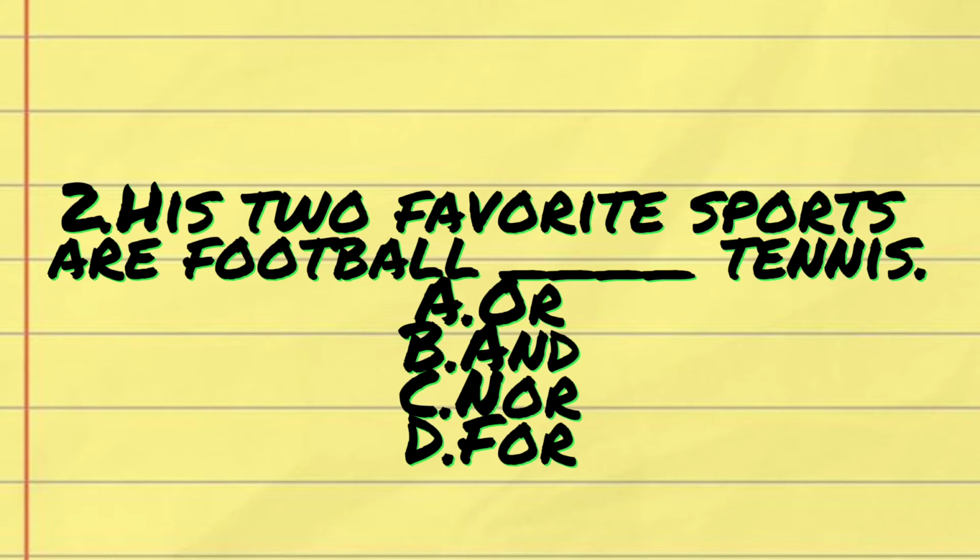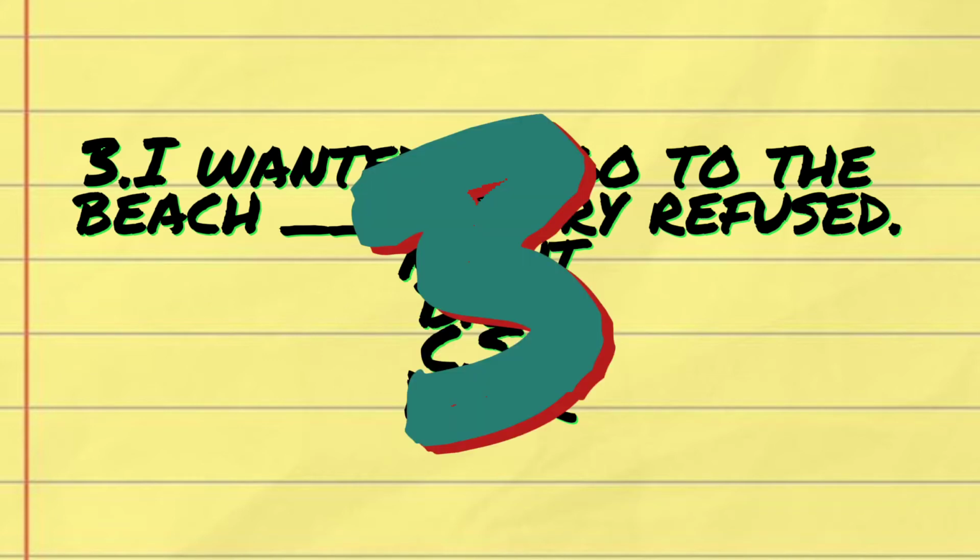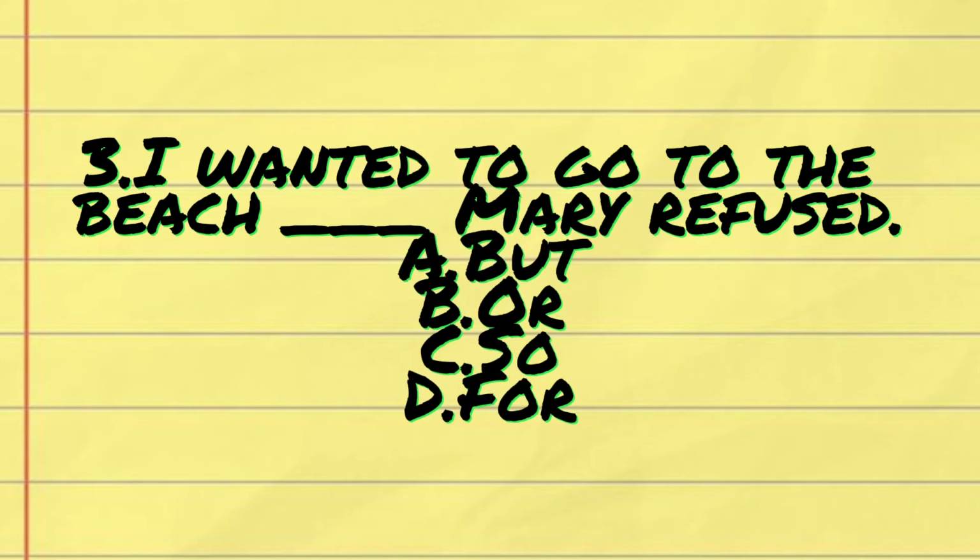For our last statement: I wanted to go to the beach, or, but, for, so Mary refused. Yes, it is but. I wanted to go to the beach, but Mary refused. That will be all for coordinating conjunctions.